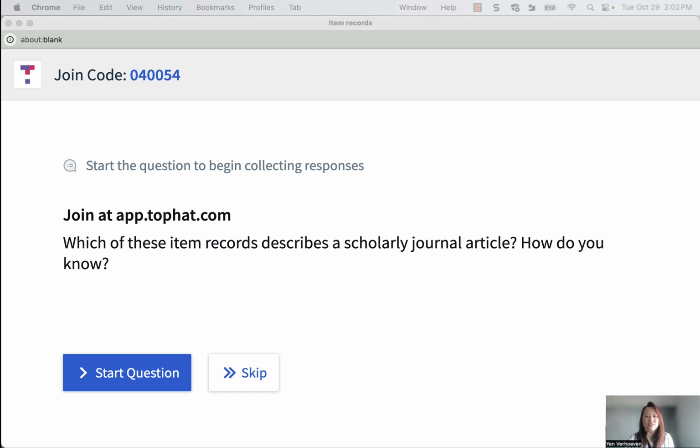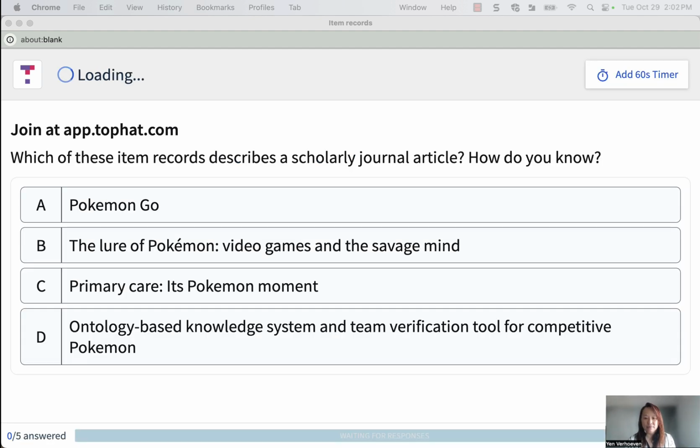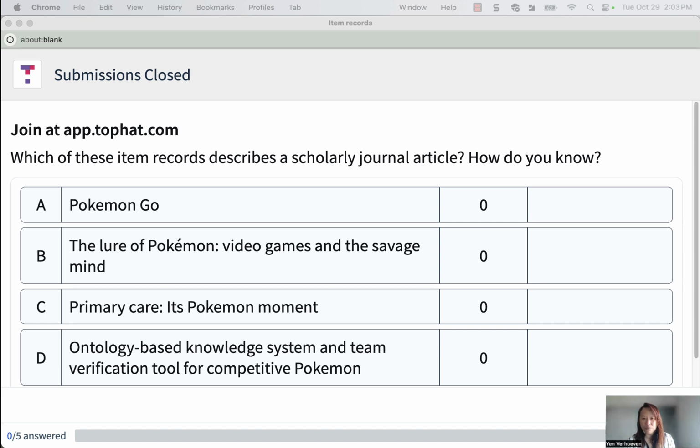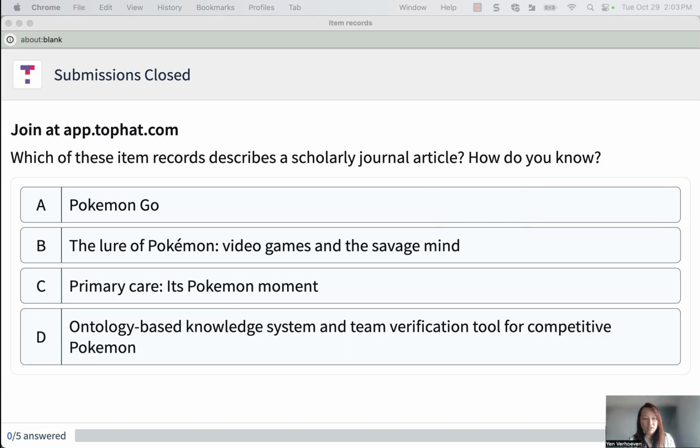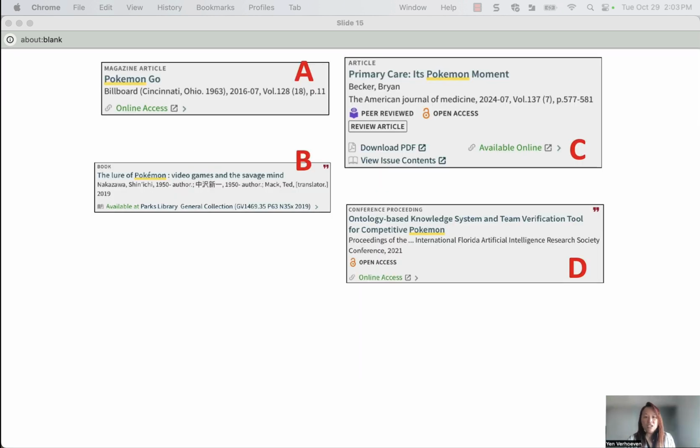Okay, slide 15. Which of these item records describes a scholarly journal article, and how do you know? All right. So actually, I'm going to show this one. I'm going to skip this. Okay. So you've got 4 different item records here. Okay? And we're asking which one is a scholarly journal.